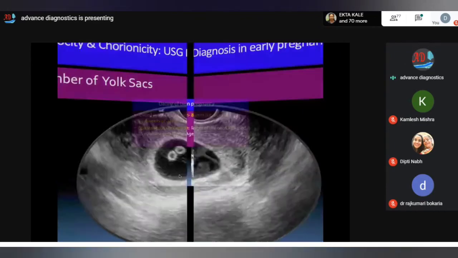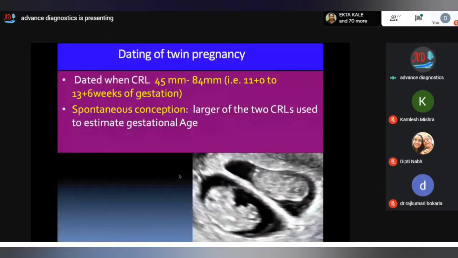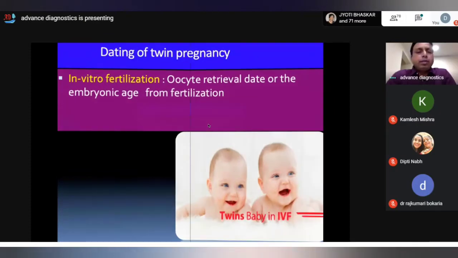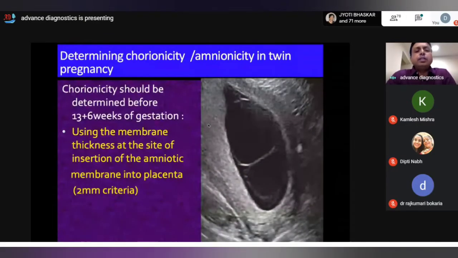They are not diagnostic. Dating of a pregnancy is done when the CRL is 45 millimeter to 84 millimeter, and in cases of spontaneous conception, the larger of the two CRLs is used to estimate the gestational age, whereas in IVF cases, the oocyte retrieval date or the embryonic age from fertilization is used for dating purposes. But we must diagnose chorionicity by 13 weeks, 6 days of gestation, because this is so important.